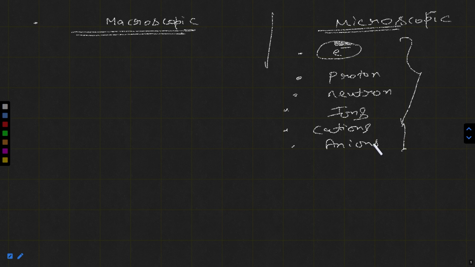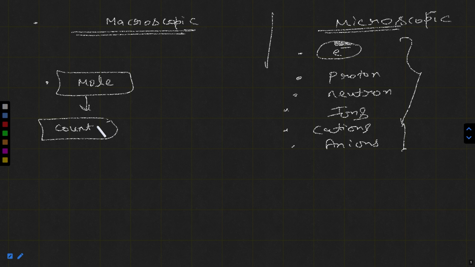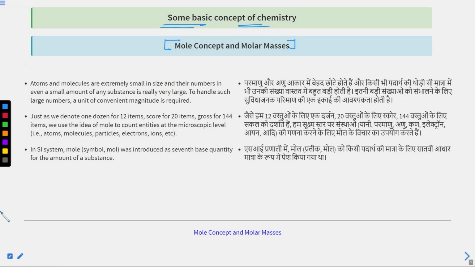So to calculate these large numbers or to simplify these large numbers, we introduced the term mole. So mole is nothing. It is used to calculate the large numbers or simplify the large numbers in microscopic world, right? So it gives a count. It gives a count to the numbers to simplify the numbers. Okay.